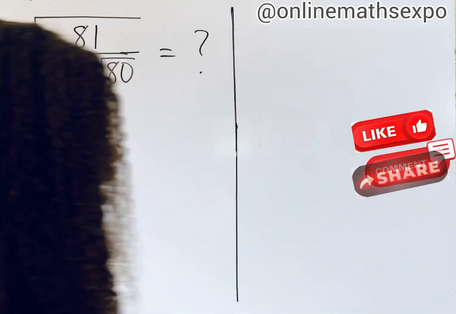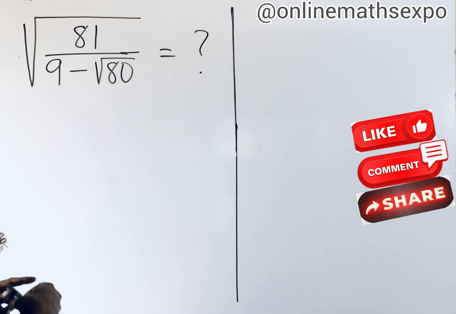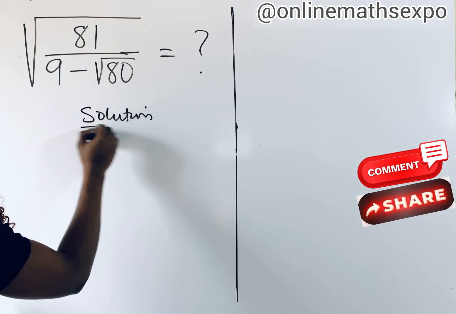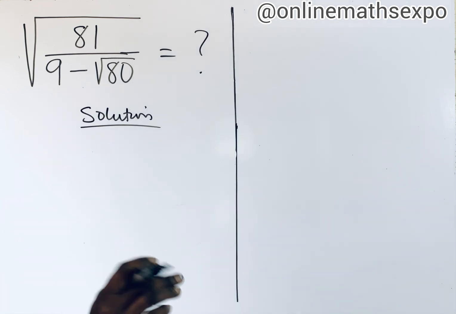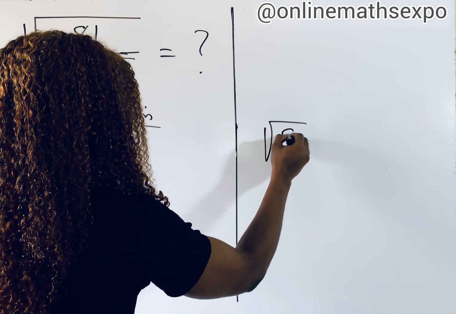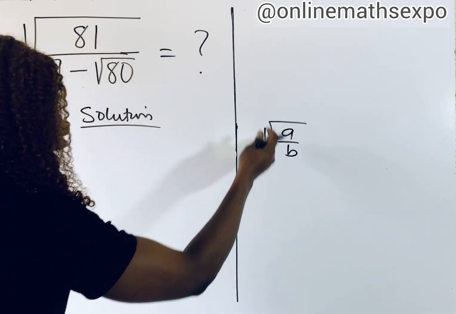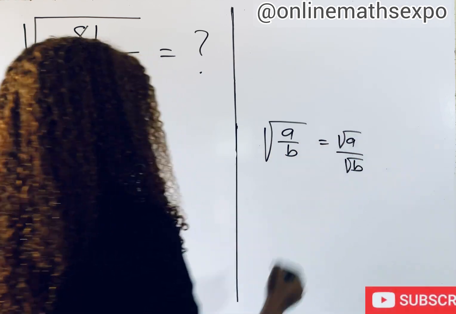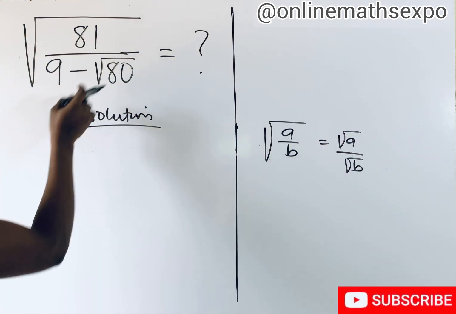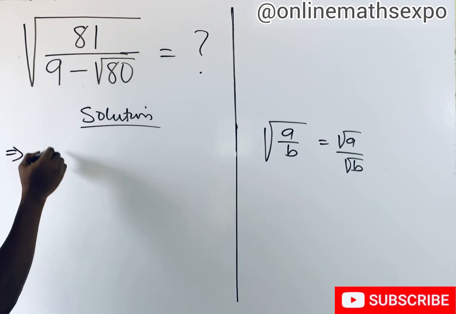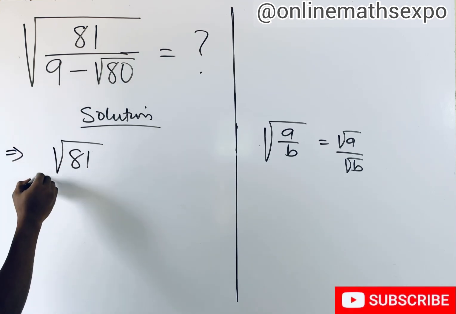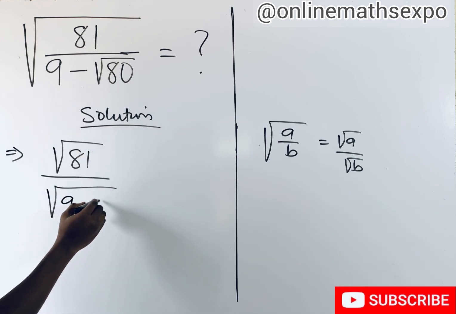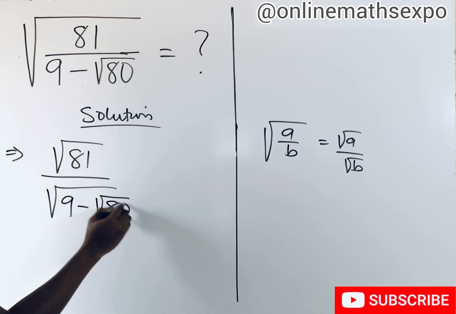Let's do this together. To simplify this, we're going to begin with the solution, okay? What we need to remember is that for each root of a divided by b, when you have it in this form, it is the same as root a divided by root b. So what do you do here? This will give us root of 81 divided by root of 9 minus root of 80.